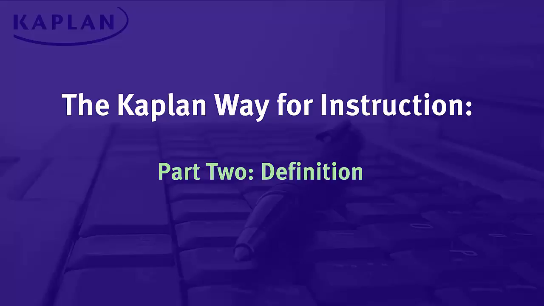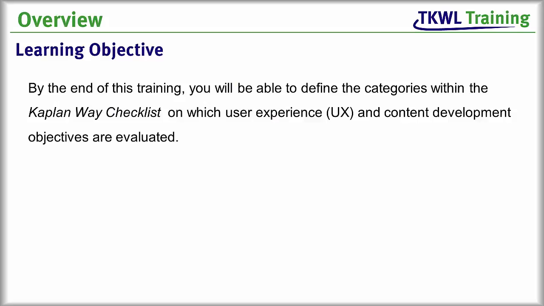I'm here to lead you through Part 2, Understanding the Definition of the Terms in the Kaplan Way Checklist. Our objective for this next part of the training is to enable you to define the Kaplan Way's remaining 10 categories. Once you fully understand the definitions, you'll develop a whole range of best practices and principles that you can apply to your work, whether that's related to the user experience or involved in content development.